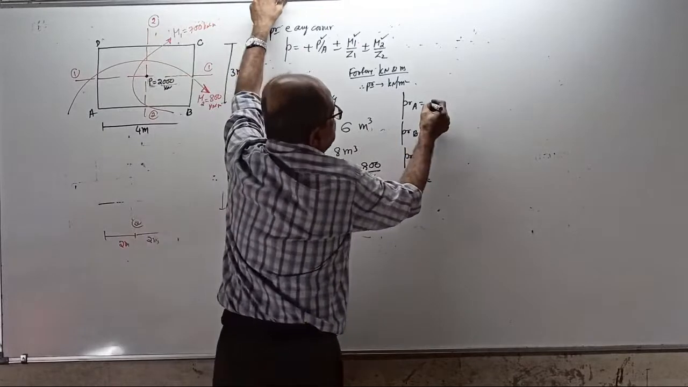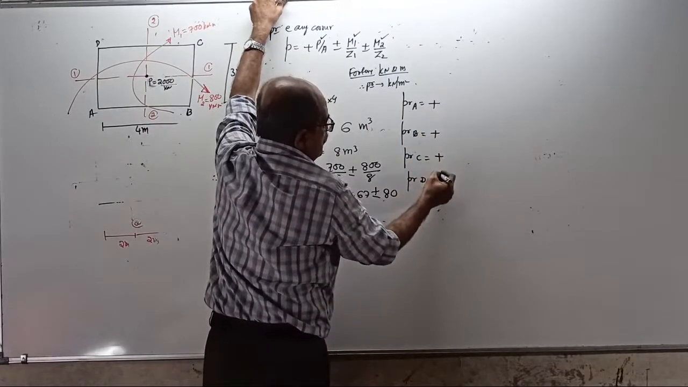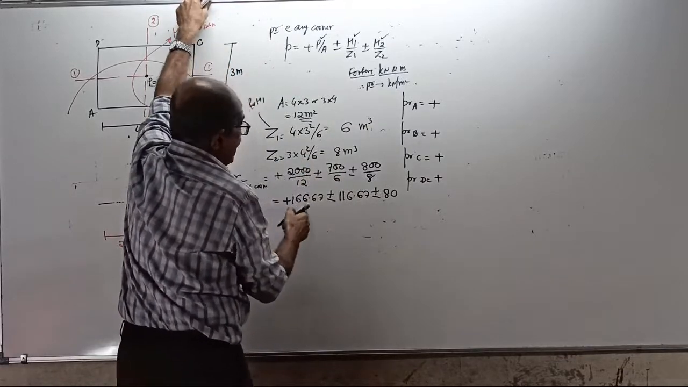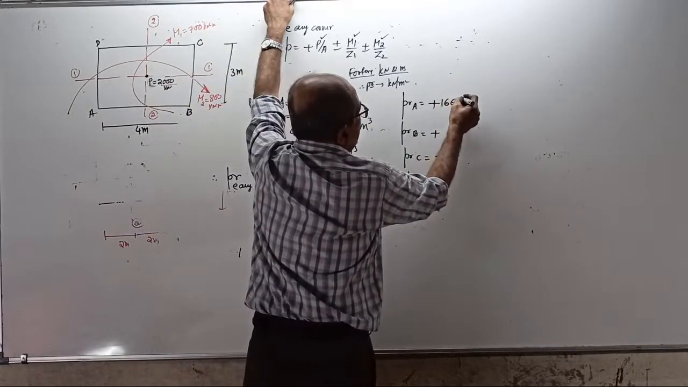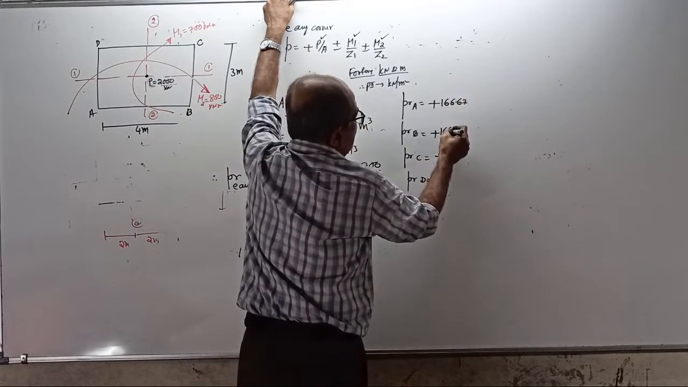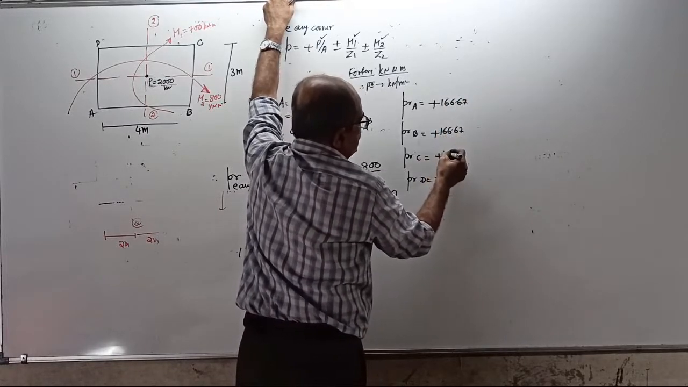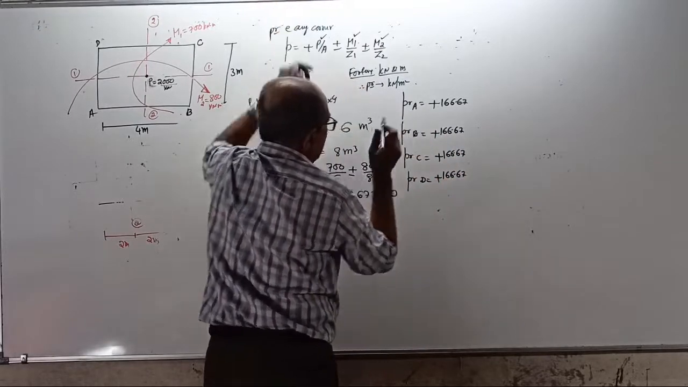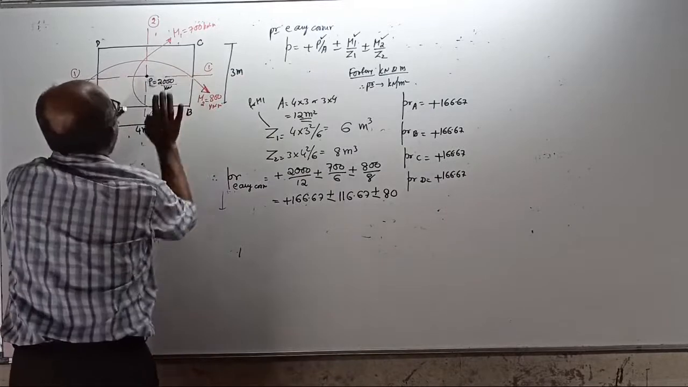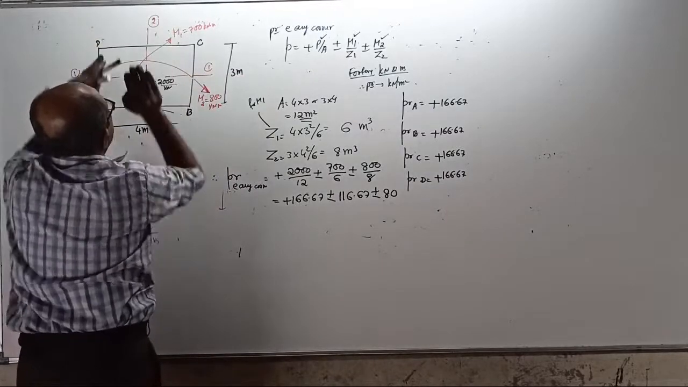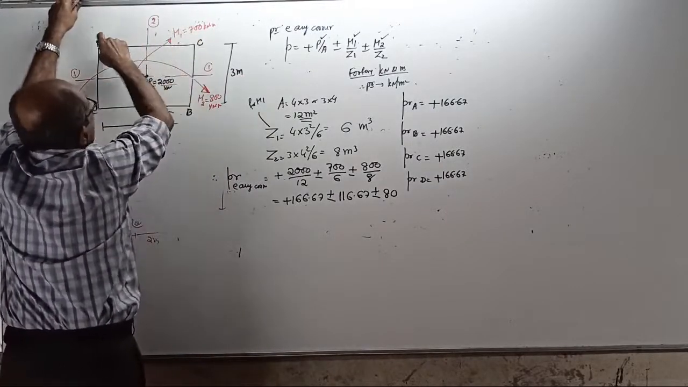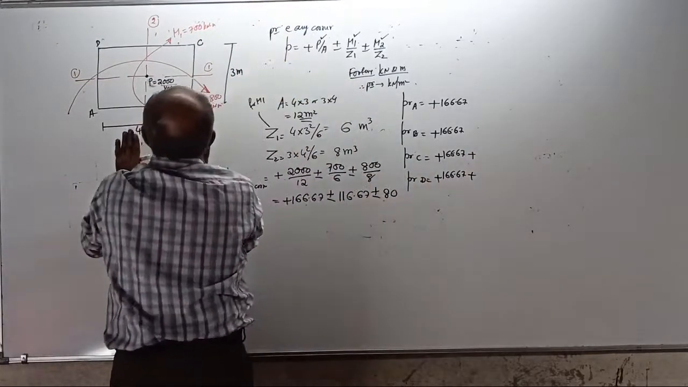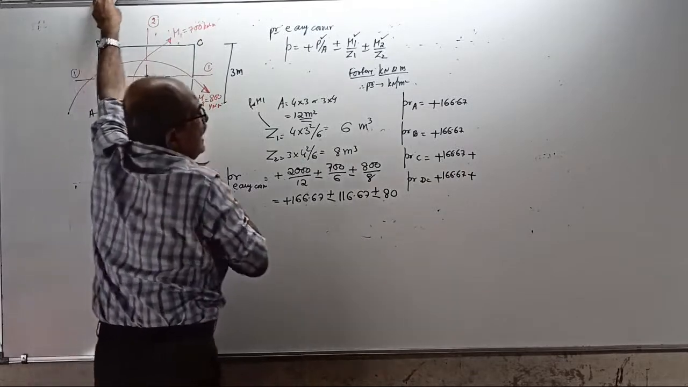Whatever you do, first term, P by A: 166.67 at each corner. Then come to M1. M1 is this way. M1 will give plus at C and D, and minus at A and B.